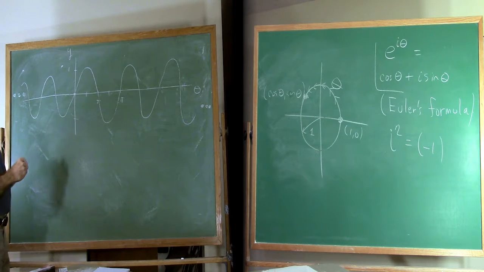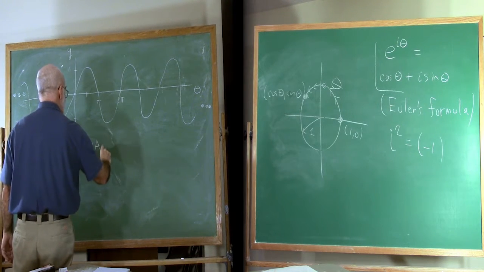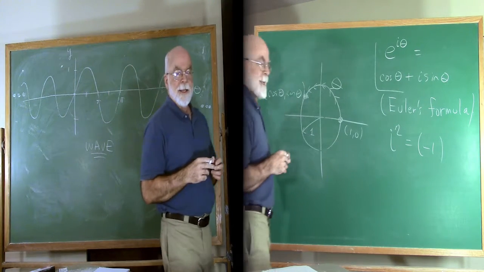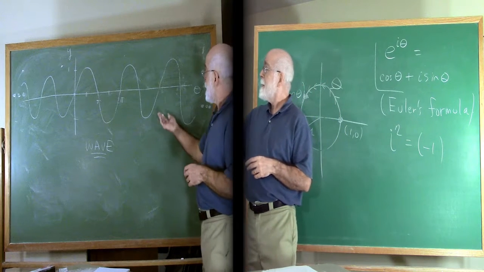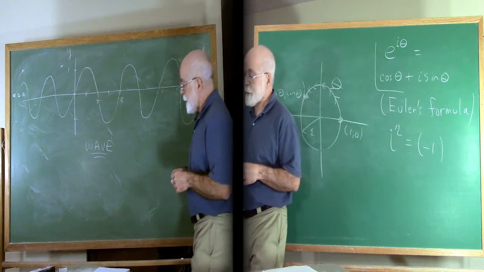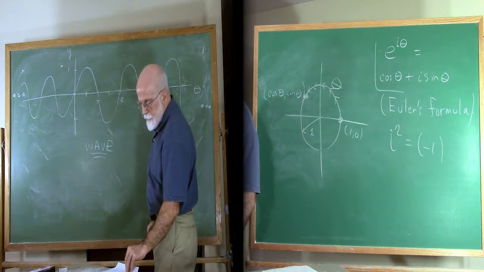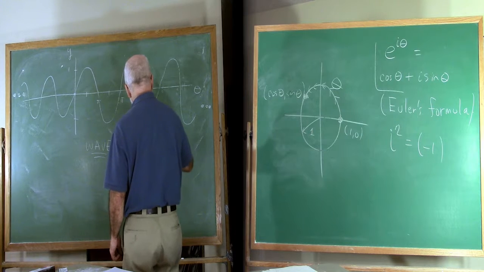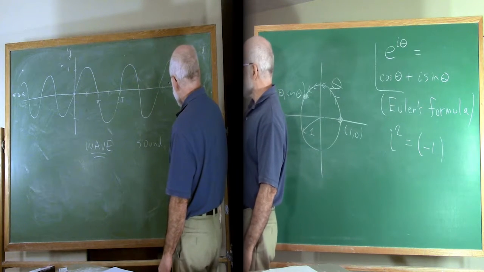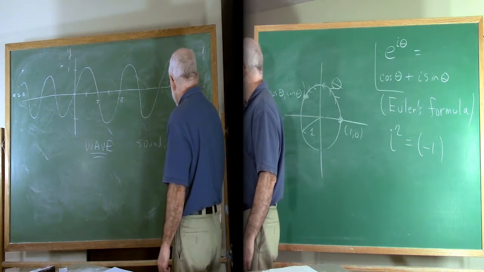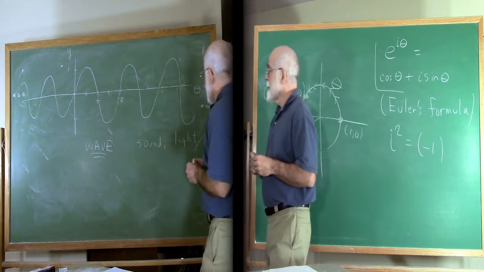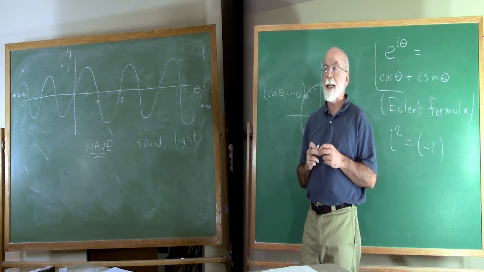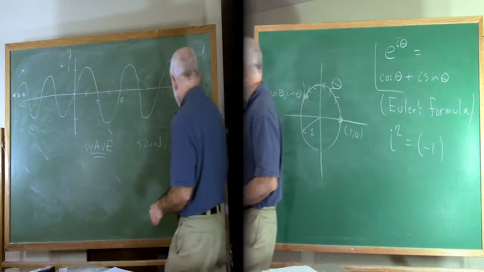That looks like a wave. Anything in the physical world that repeats itself like that looks like a wave. Sound, that comes in waves. Light. Light is actually a special case of what are called electromagnetic waves.